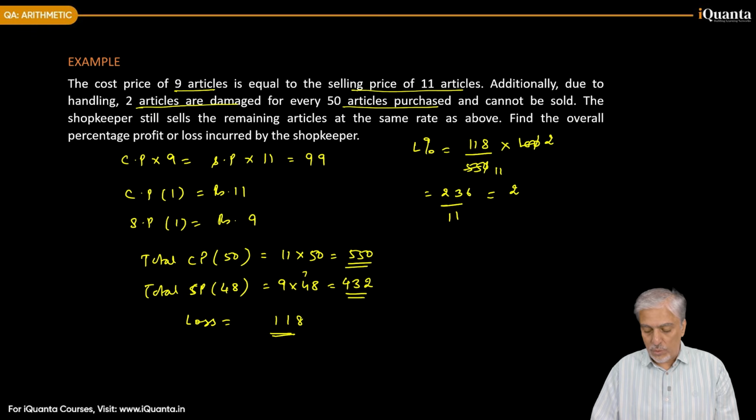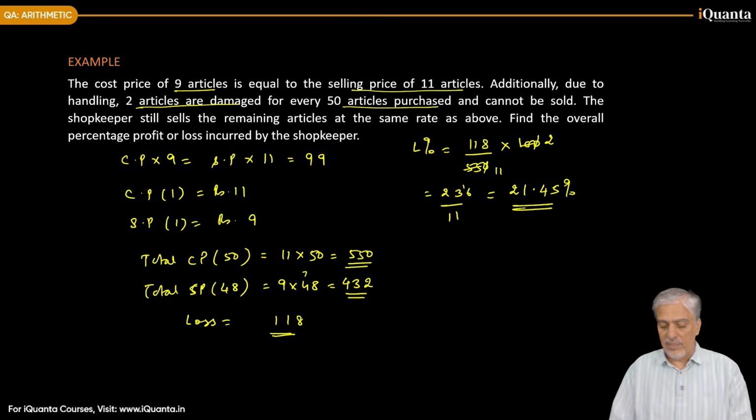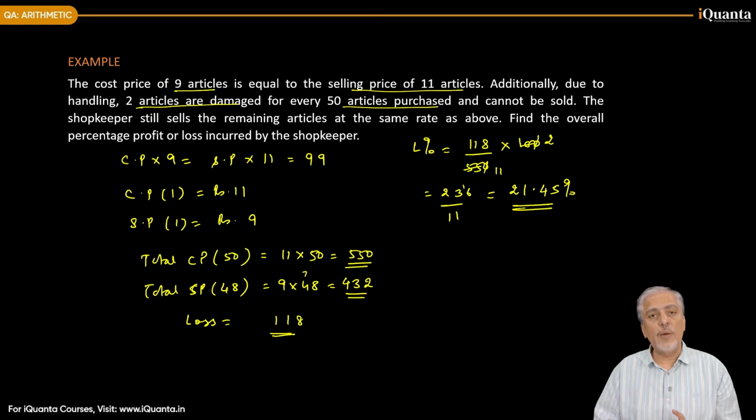11 2s are 22, 11 ones are 11, 5 remains. So 50. 11 4s are 44, 6 and 11 5s. So approximately 21.45%. That will be the loss percentage. So there were two parts to it. We found the cost price and selling price of 1, and then we did it for 50 articles.